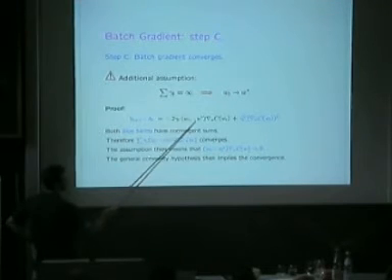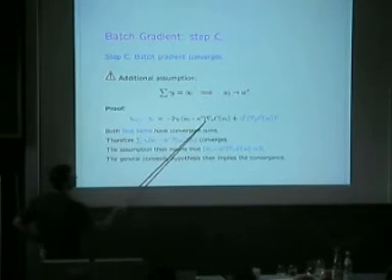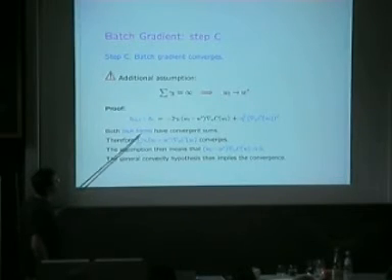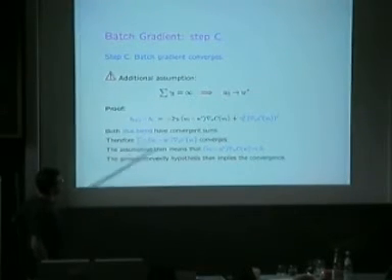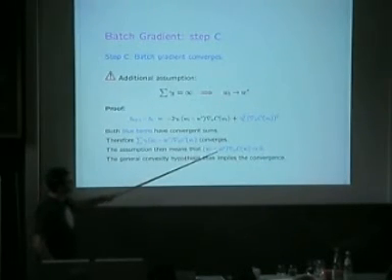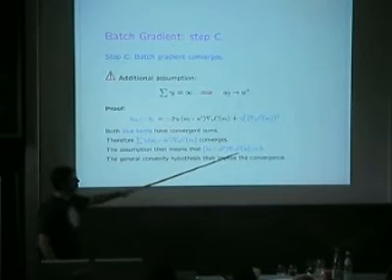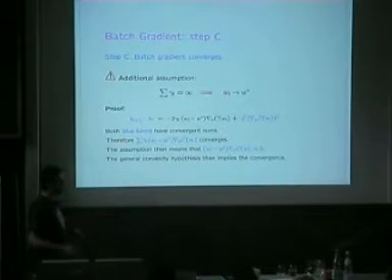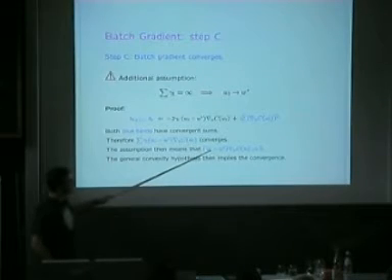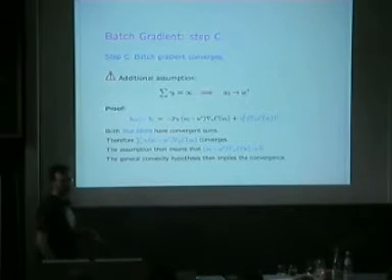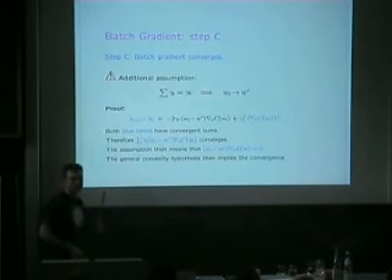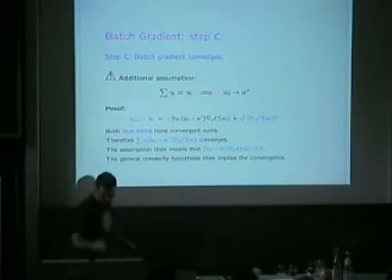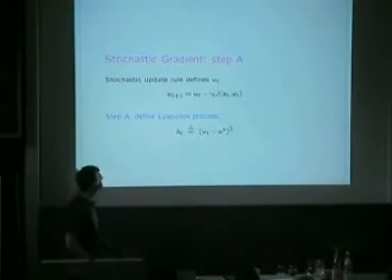And remember this product of WT and W star is positive. So if this converges, and if the sum of gamma t diverges, it means that WT minus W star times the gradient goes to 0. And therefore, because of my general convexity hypothesis, this can only happen if WT goes to W star. And so I proved that Patchwork converges. It's a bit more difficult over here. Now we go to stochastic gradient.